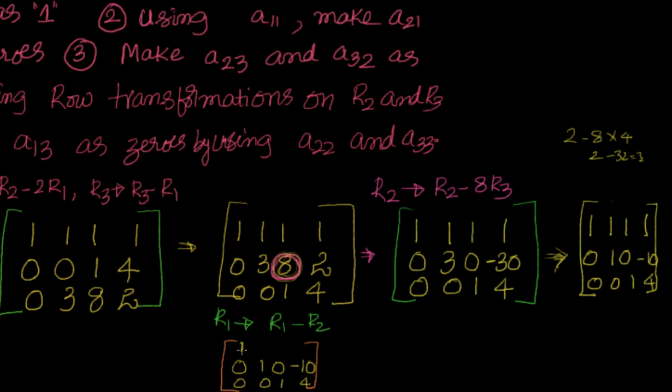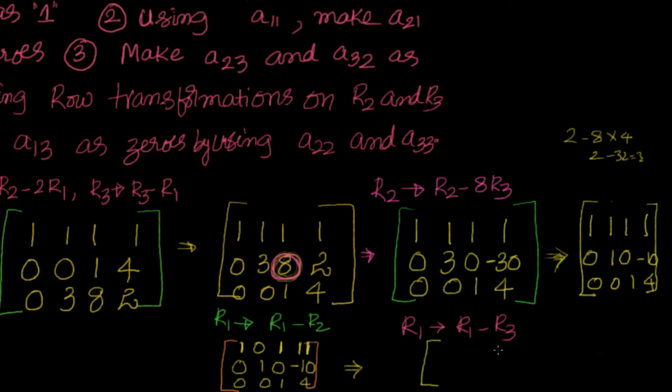1 minus 0 is 1. That's perfect. 1 minus 1 is 0. And I have 1 here. And 1 minus of minus 10 is nothing but equal to 11. Now I want another 0 at A13. For that again what will I do? I will apply the transformation again. I will say R1 is assigned R1 minus R3 now. Why am I doing that? Because I can do 1 minus 1 and I can get rid of the 0, whatever I have.